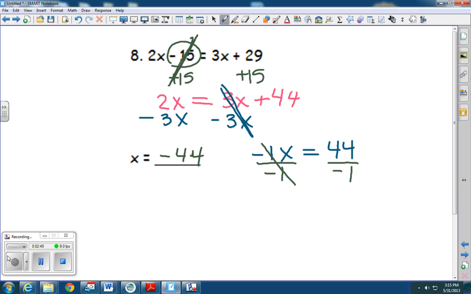And then make sure you take your calculator out and you plug that number back in and make sure that you did it correct.